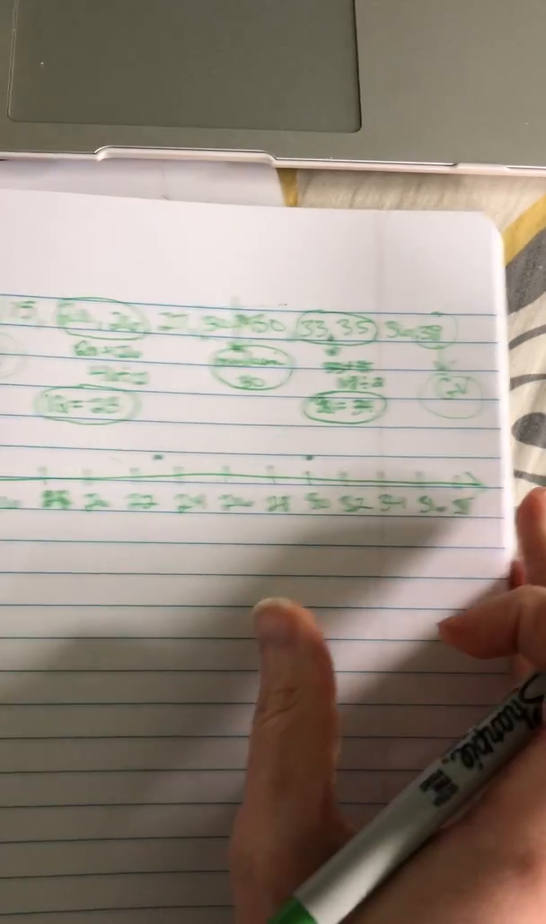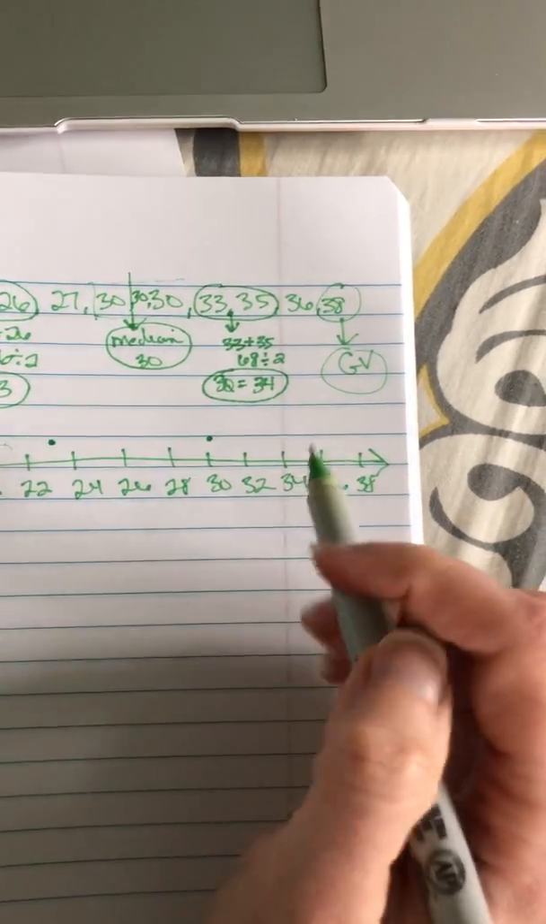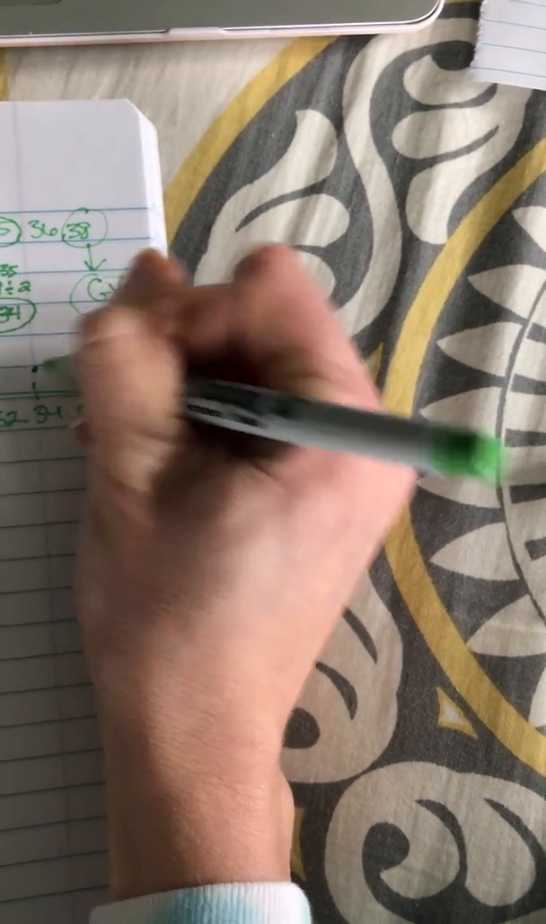Median should be at 30. And remember, above the number line, not on the number line. Okay, I know that's different from when we graphed inequalities and stuff. Third quartile is at 34. And greatest value is at 38.